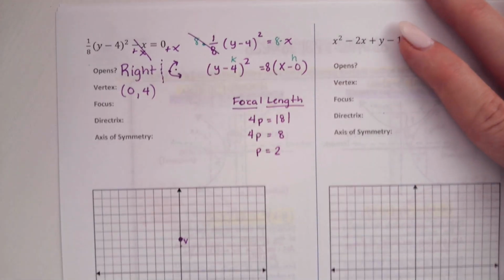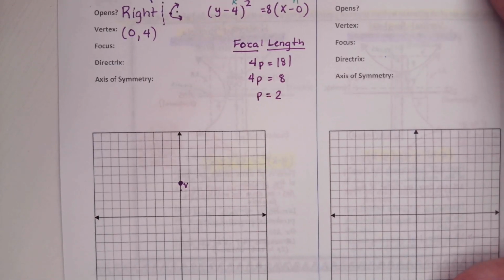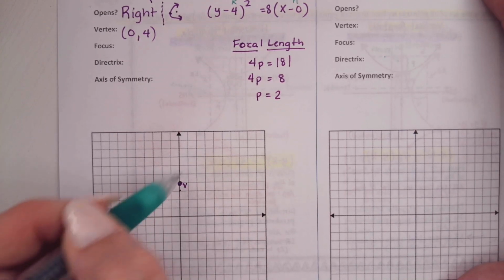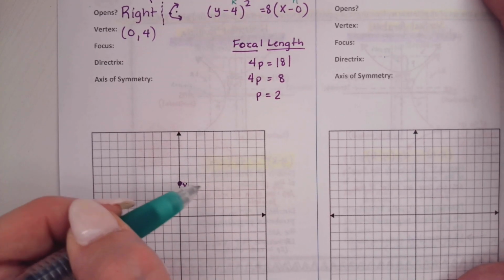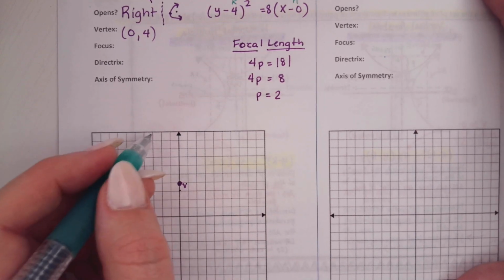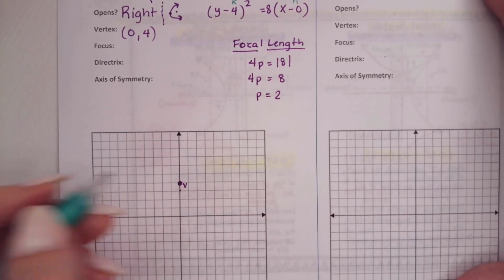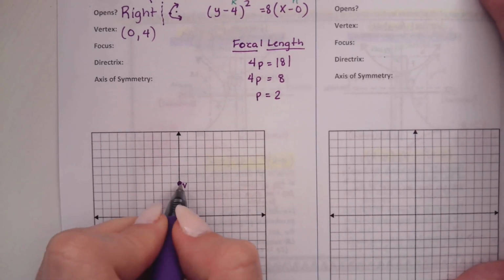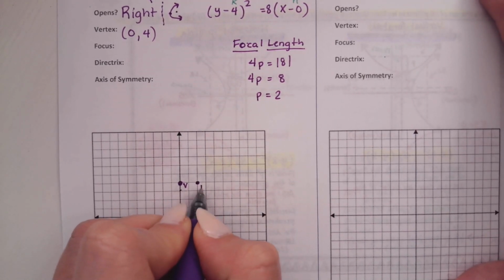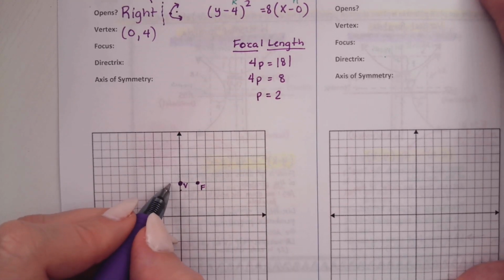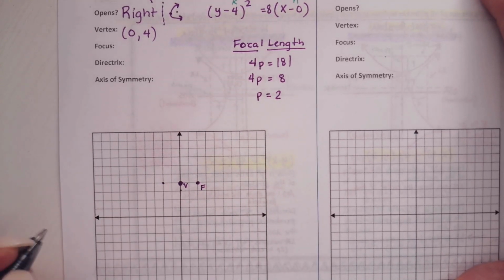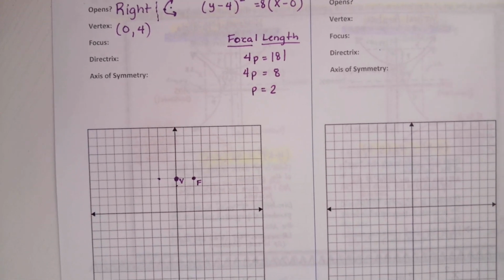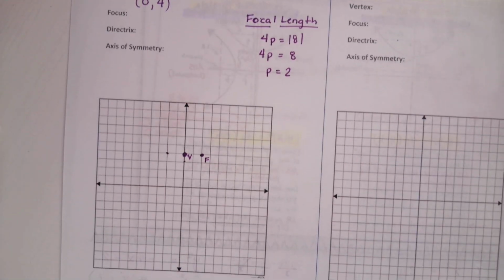So my focal length should be 2, which means if this faces right, my focus should be 2 units to the right of the vertex. My directrix should be 2 units to the left of the vertex. Remember, directrix is not a dot, it's an actual line. I just have to figure out how to draw that line.